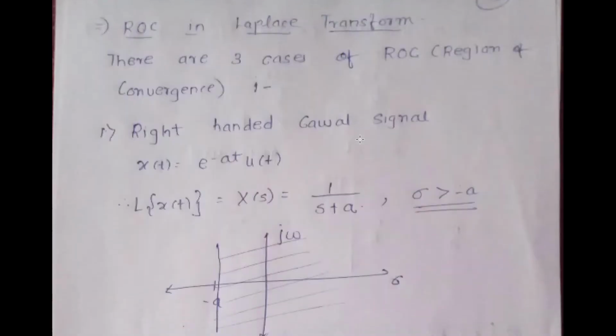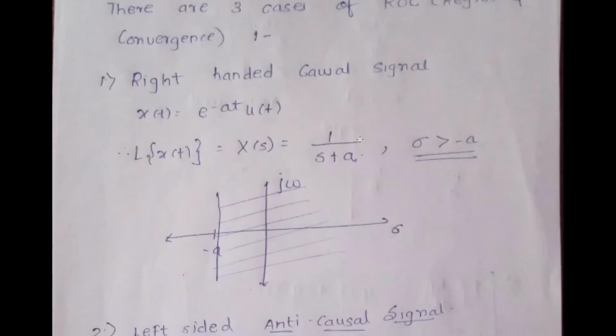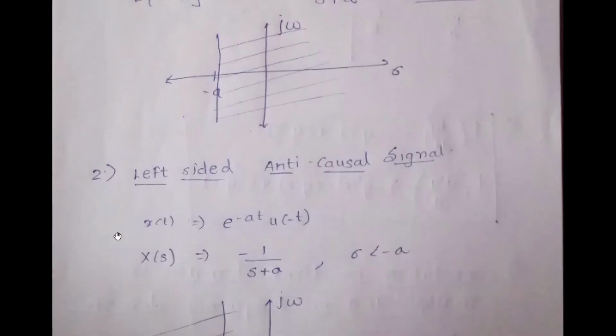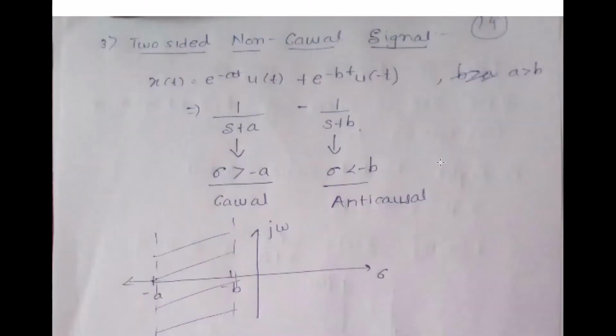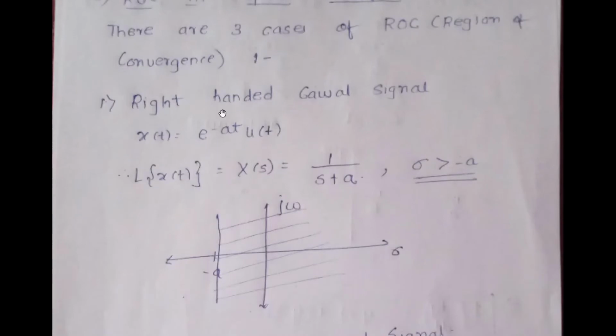Now there are three forms of ROC, three cases of ROC for that matter, in Laplace transform. One is the right-handed causal signal, the next one is the left-sided anti-causal signal, and the third one is a two-sided non-causal signal. So talking about the first one, right-handed causal signal, x of t is given as e raised to minus at u of t. The Laplace transform of x of t is given as X of s, which is 1 upon s plus a.